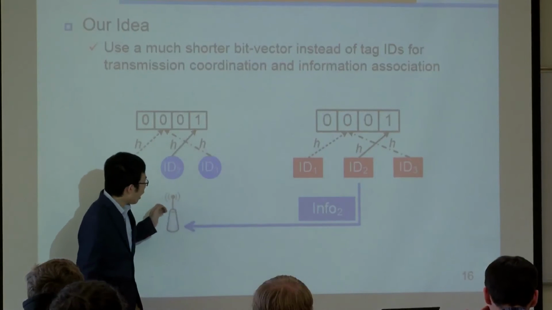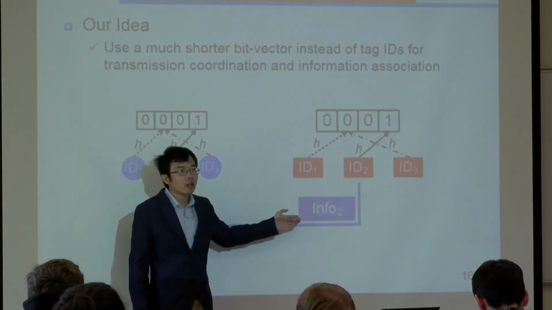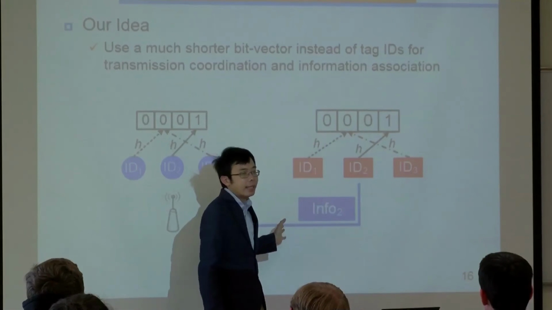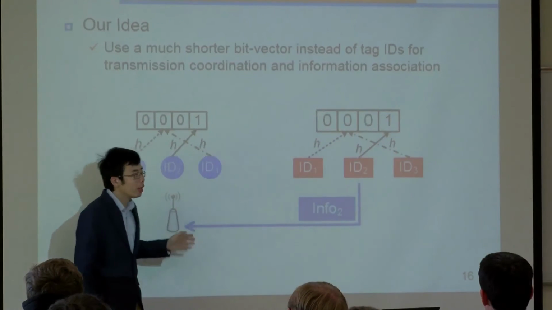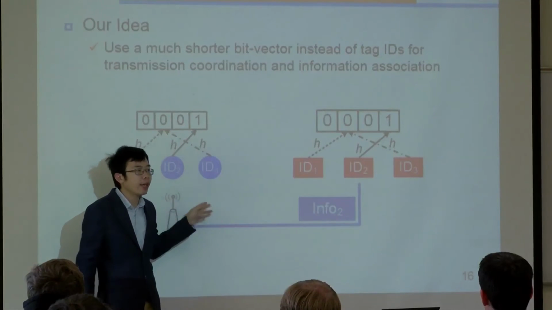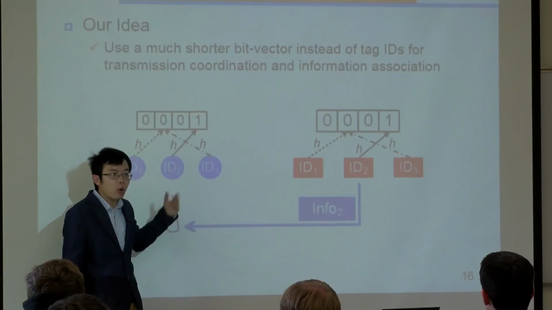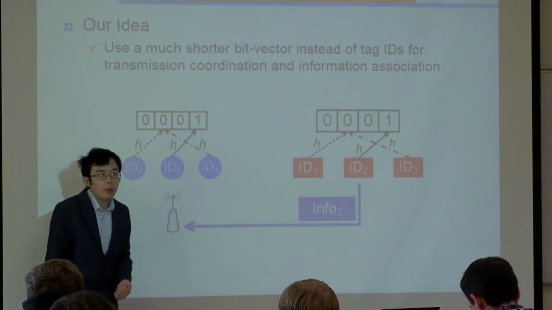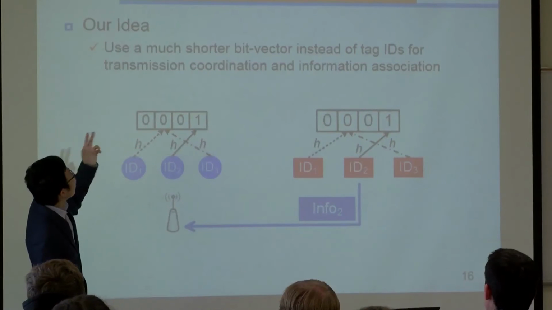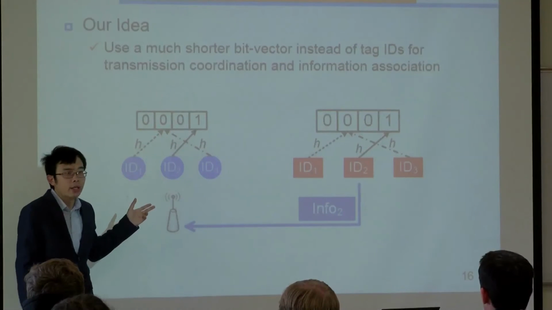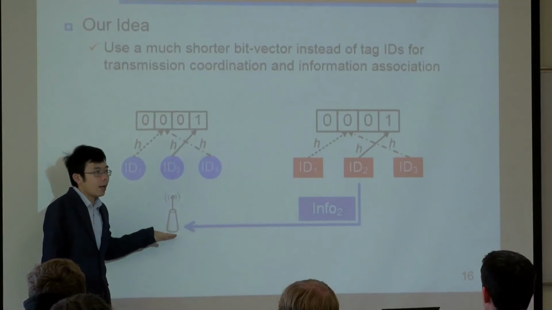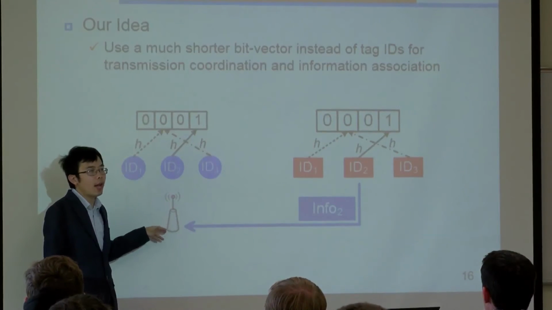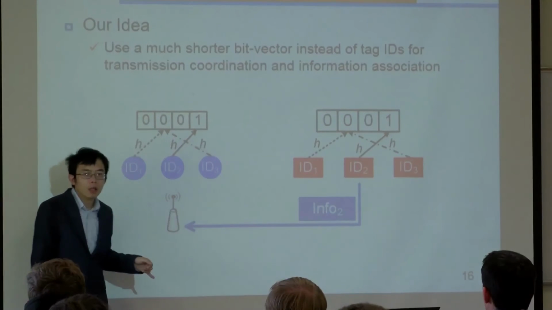I want to emphasize that this is just one run. For those tags who are mapping to bit 0, they cannot transmit in this round. But in the next round, they will map to different bits, and hopefully they can transmit in the next round, and so on and so forth until all the tags submit their information to the reader. So this is our solution to the known target information collection problem, where the reader has already known all the tags in its covered region. Any question here?